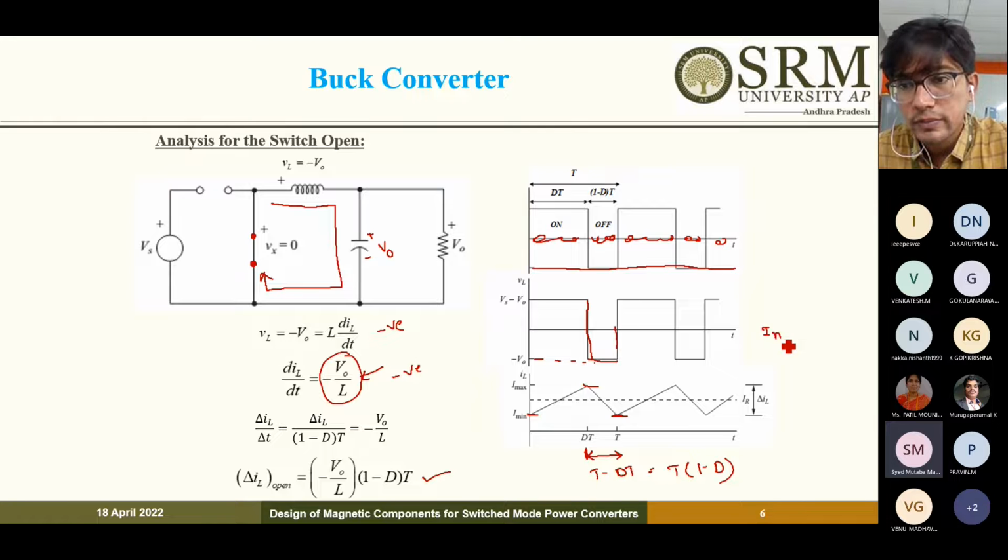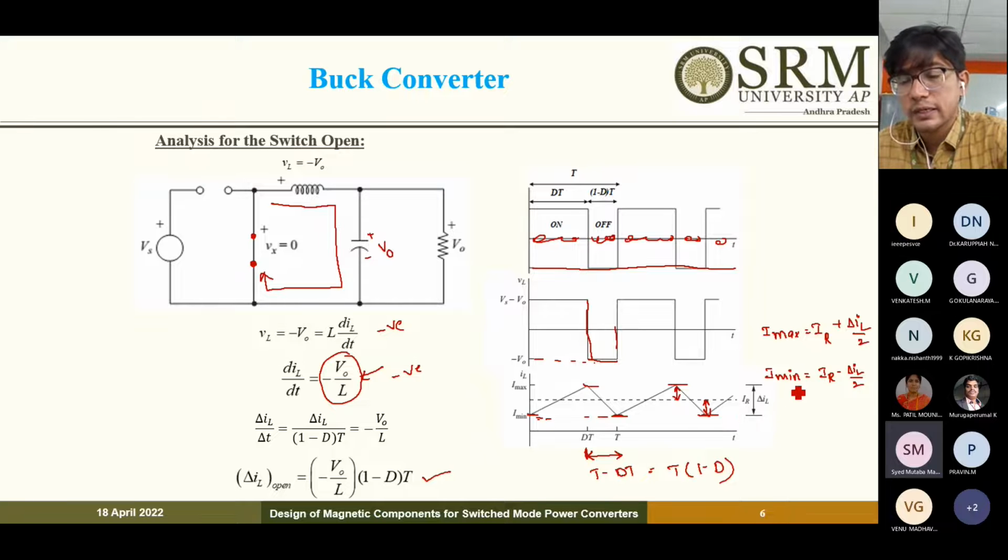The maximum current will be equal to the average current IR plus the ripple. The ripple goes from this point to this point, which is del IL, but this is only half: del IL by 2 on each side, together del IL. So the maximum will be IR plus del IL by 2. Similarly, I minimum will be equal to IR minus del IL by 2. These are the maximum and minimum currents.